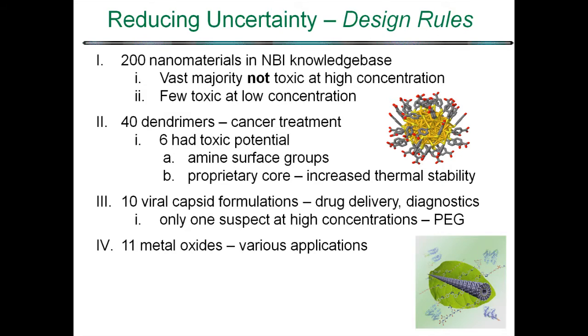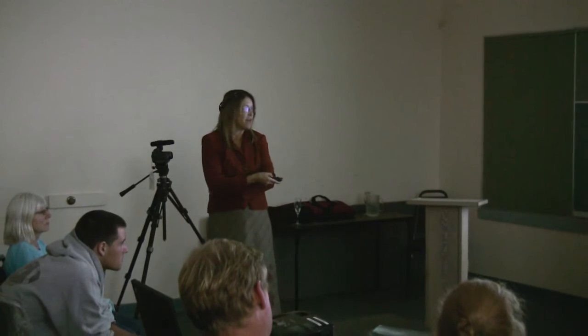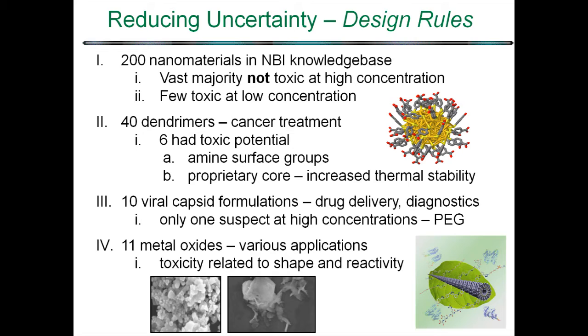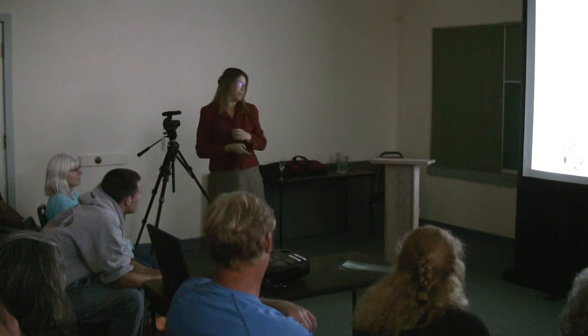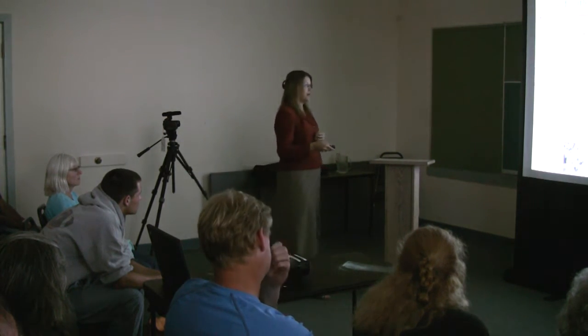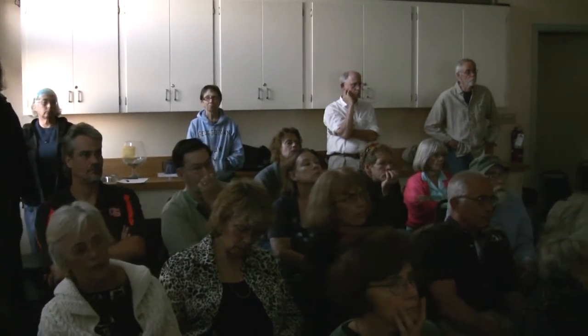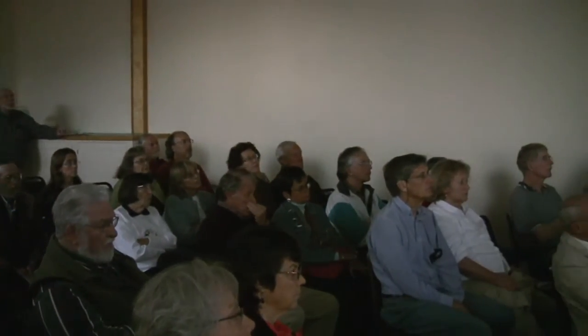Of 11 different metal oxides that I've tested, and these can be used for various applications depending on what you're looking at, the toxicity of these materials appeared to be related to one of two things. One was the shape. You can see here, this is titanium dioxide, and it looks kind of soft, okay? There's no sharp edges on it. This one here is samarium oxide, and you can see these little protruding, prickly structures. All of the metal oxides that I tested that were toxic had these prickly structures coming off of them.